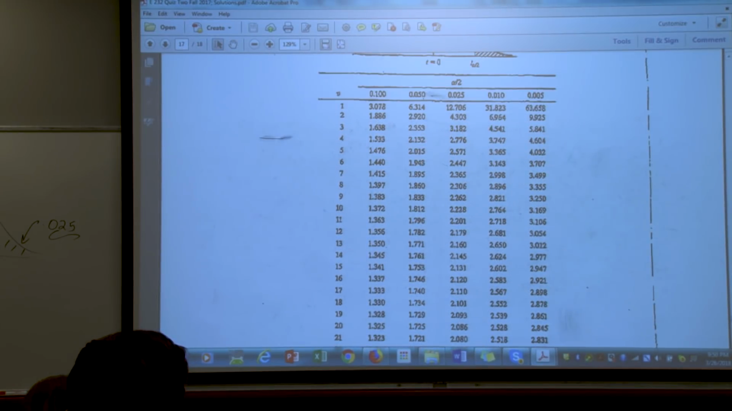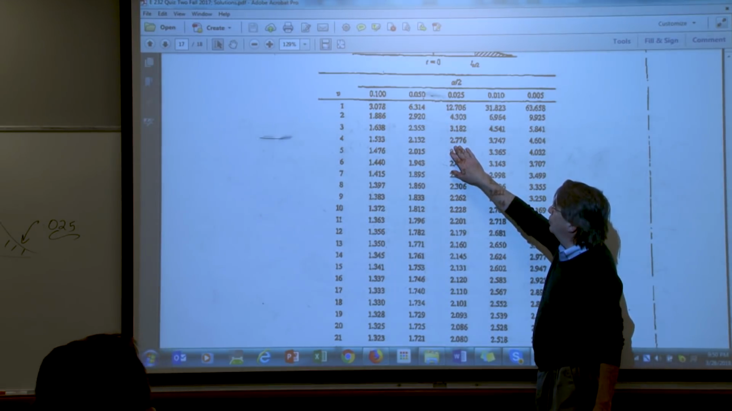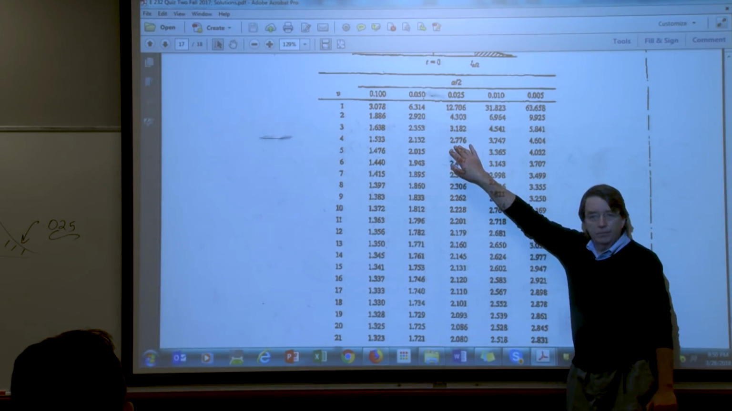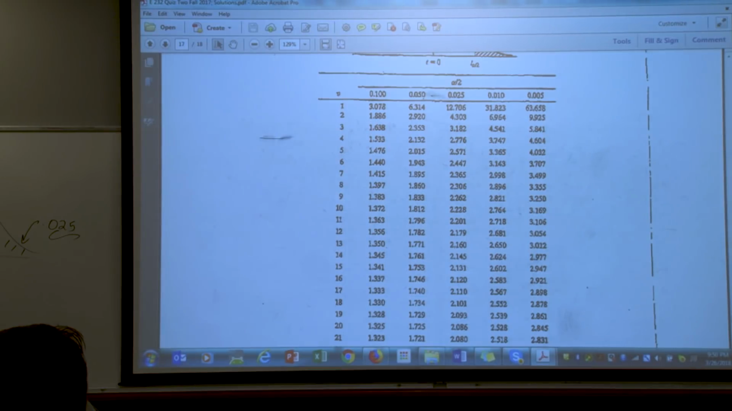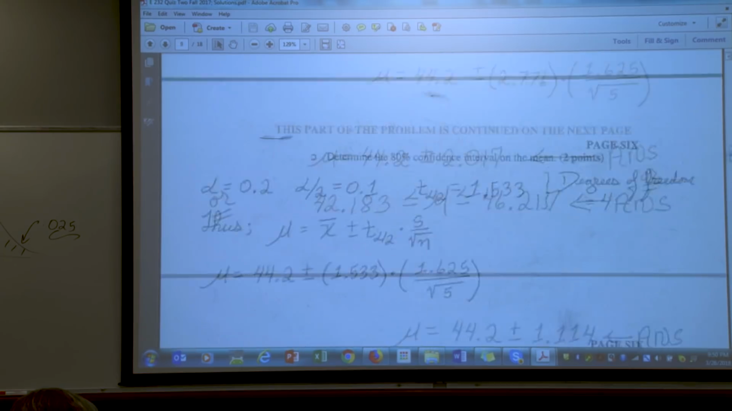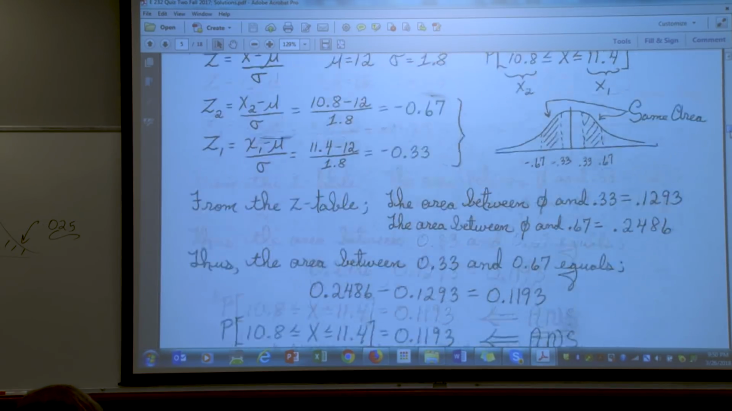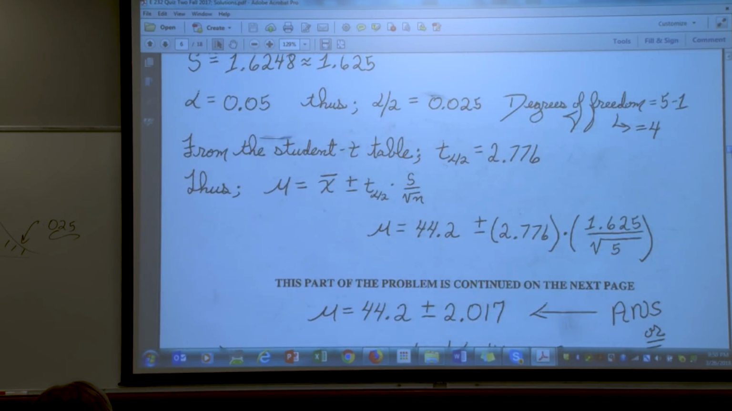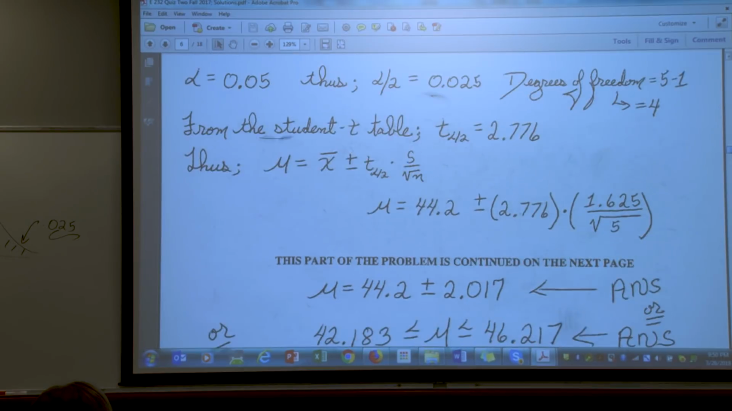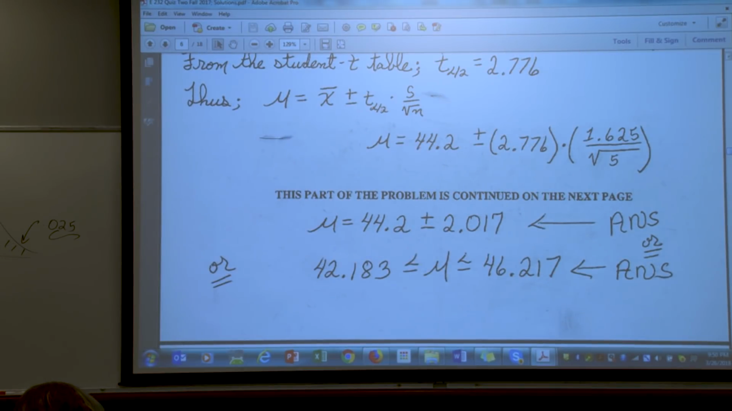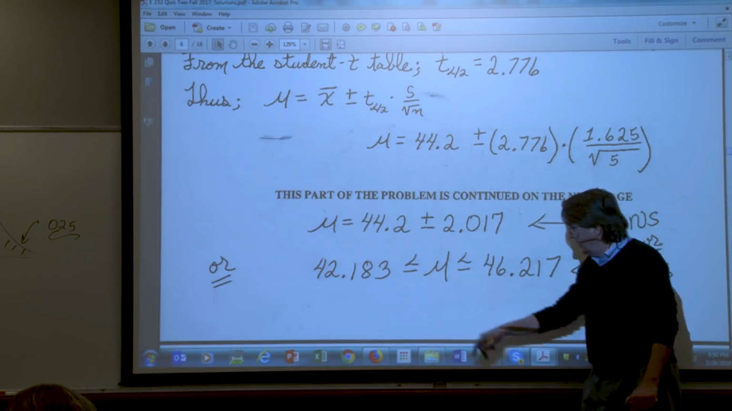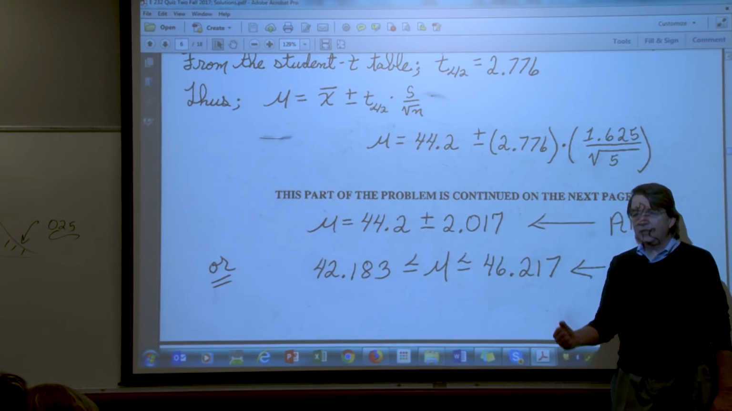So at 0.025 with degrees of freedom 4, the value is 2.776. And what we get is our estimate of mu is somewhere between 42.183 and 46.217. How did we do?